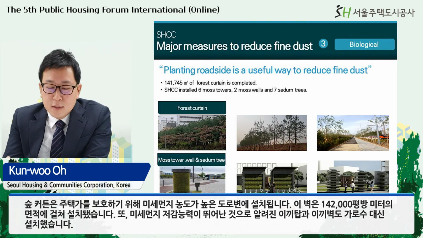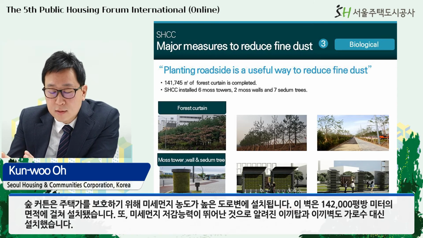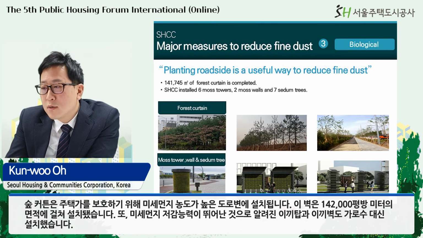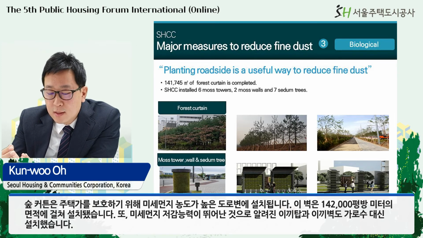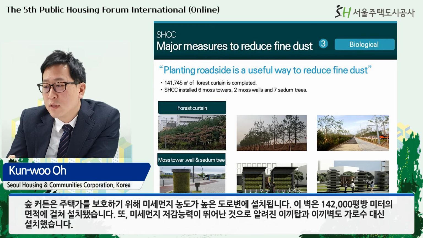The forest curtains are installed on the side of roads with high concentrations of fine dust to block it from entering the residential area. They were installed at 142,000 square meters. In addition, moss towers and moss walls, which are known to have great capabilities to reduce fine dust, were installed instead of roadside trees.